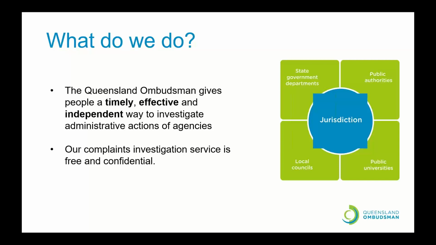Okay, so first of all, what does the Ombudsman do? The Ombudsman's Office gives people a timely, effective and independent way to investigate the administrative actions of government agencies. So not private corporations, just Queensland government agencies. Our complaints investigation service is free and confidential. And complaints can be made to us by telephone, email, in writing, or our preference, using the form that's on our website. And using that form is very helpful to us because it gives us all the information we need in a nice structured way.